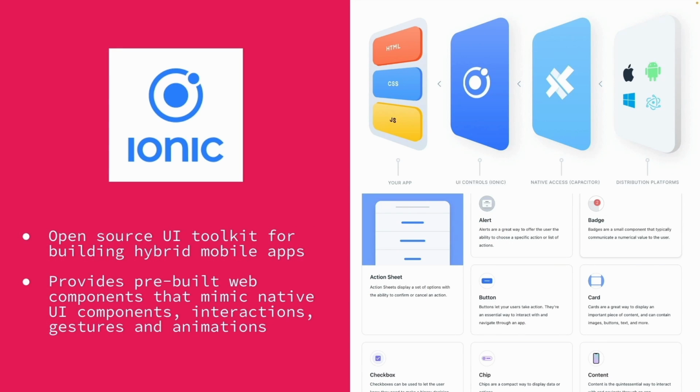However, the Ionic hybrid mobile app framework stuck out from the rest. Ionic is an open source UI toolkit for building hybrid mobile apps using web technologies: HTML, CSS, and JavaScript. Ionic provides pre-built web components that mimic native UI component interactions, gestures, and animations. It has integration for popular frameworks like Angular, React, and Vue, which reduces the learning curve for developers because they can get started with the technologies they are already using and are most familiar with.